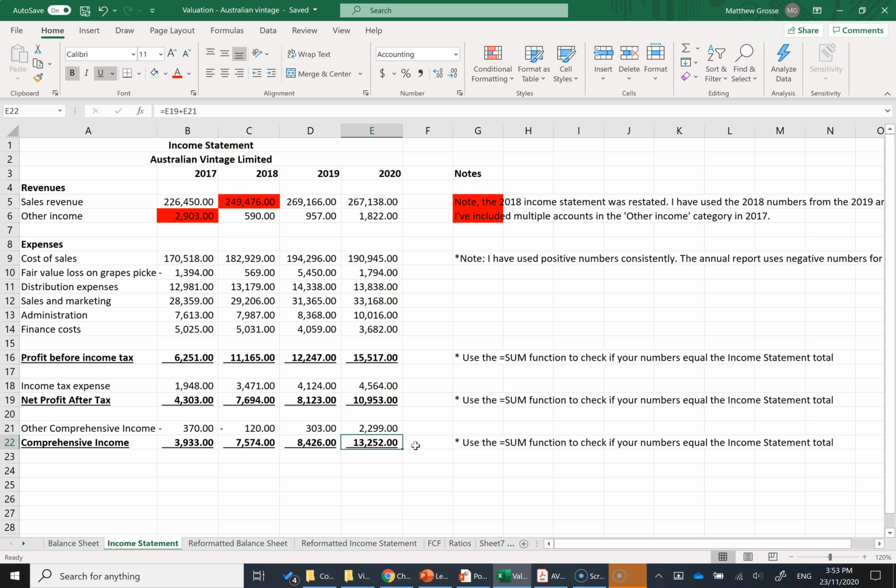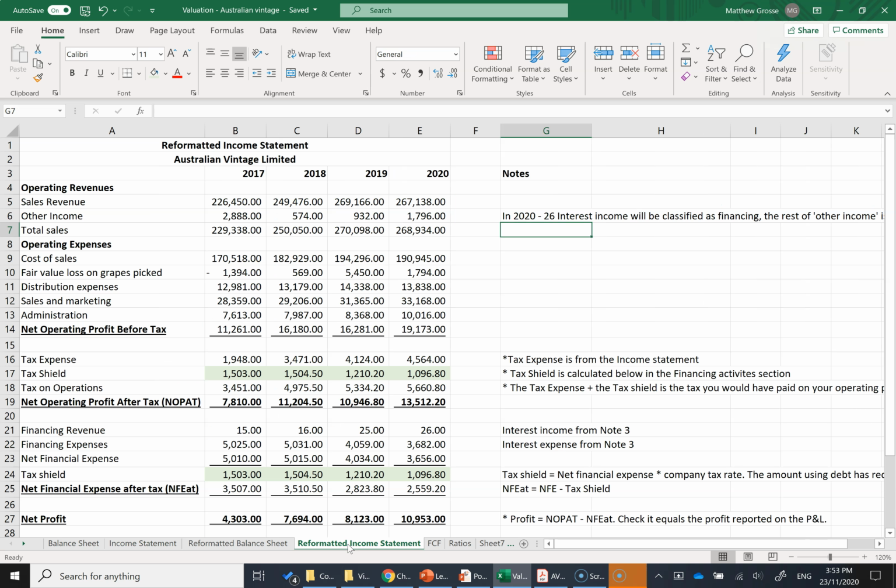So once I've got my income statement entered into the Excel spreadsheet, I can then start the process of reformatting the income statement. The income statement reformatting process is a little bit more tricky than the balance sheet. It's not hard, there's just one extra step where sometimes we might make a mistake. So let's go through reformatting the income statement.